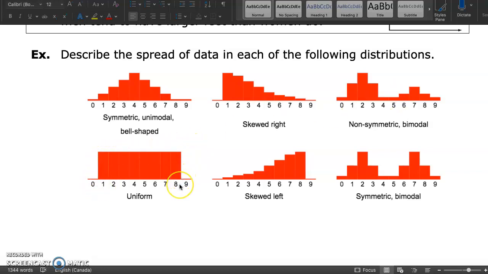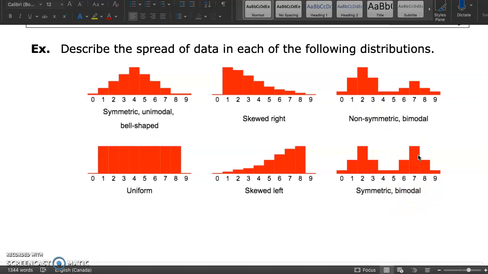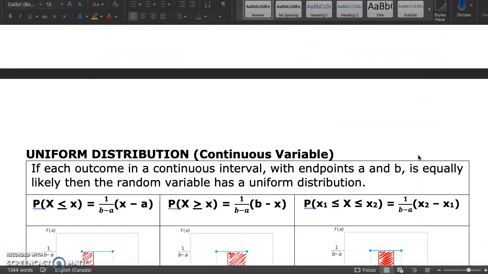Uniform just means that each outcome is equally likely within a given interval. Skewed to the left, remember, when it comes to skewedness, you can identify by where is the tail. And then this is symmetrical because there's a mirror image in the middle, and bimodal because there are two averages, or two maximums.